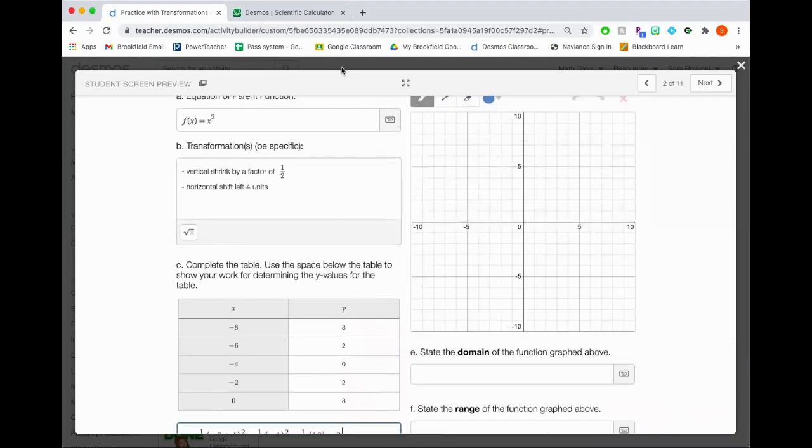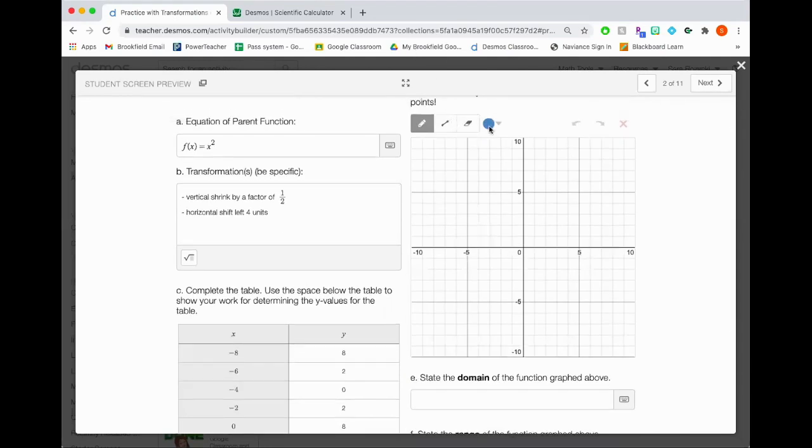So now I have to graph these points, and that's exactly what these are. These are just points. Like this is the point -8, 8. This is the point -6, 2, and so on. So I'm going to graph those up here. Purple. I'm going to go over to -8, 5, 6, 7, 8, up to 8. Plot my point. My next point is -6, 2. My next point is -4, 0. -2, 2. And 0, 8.